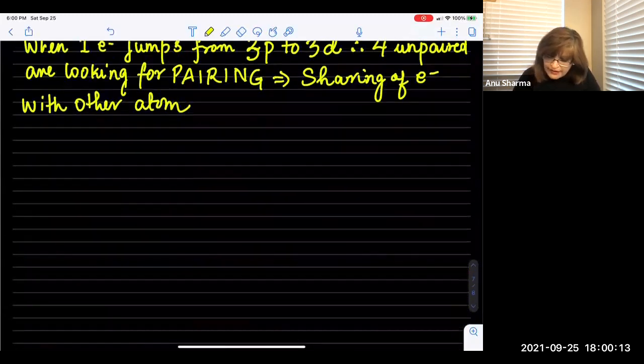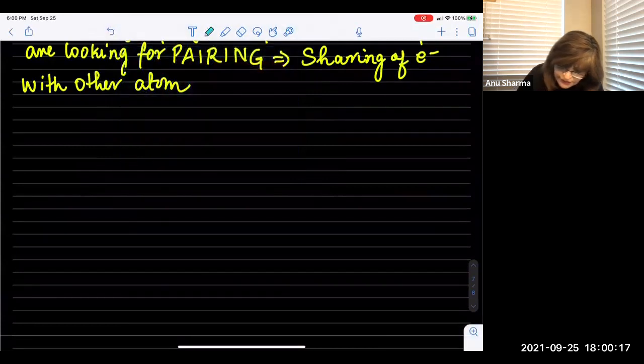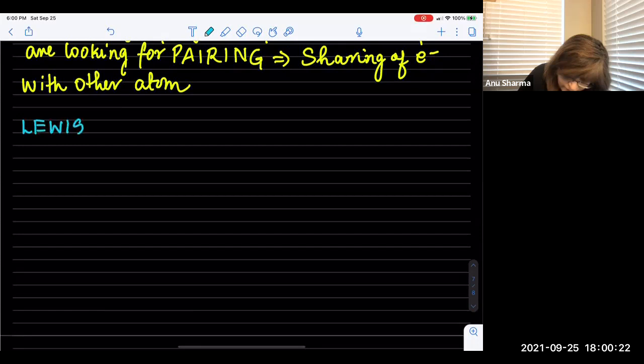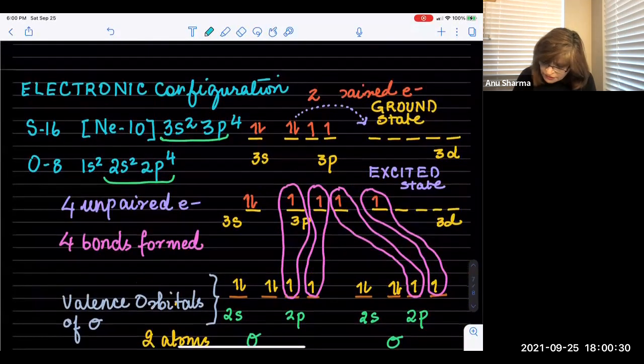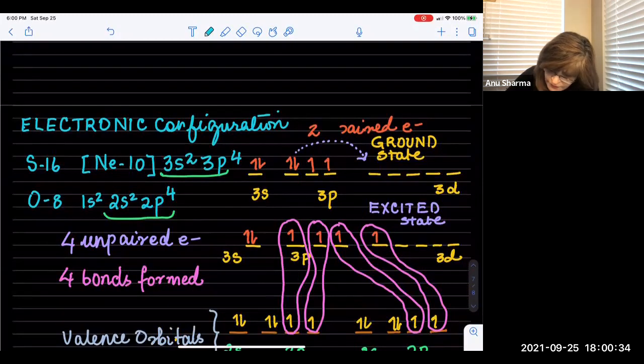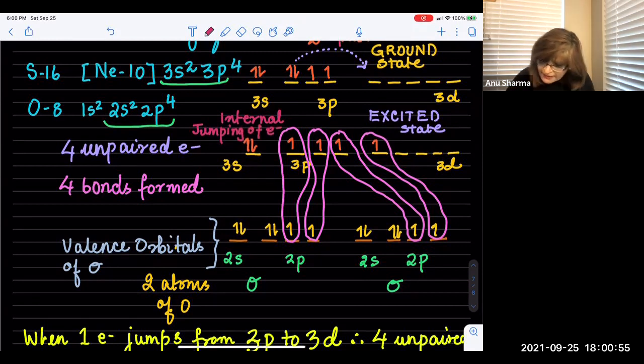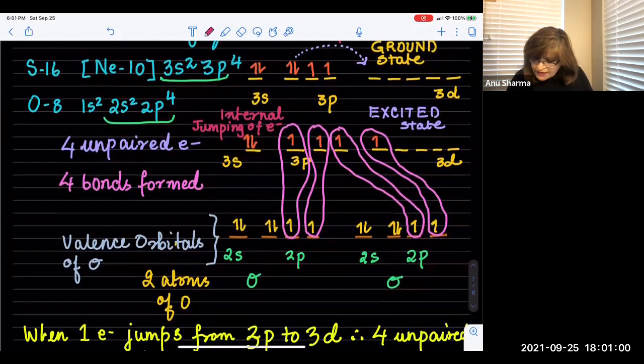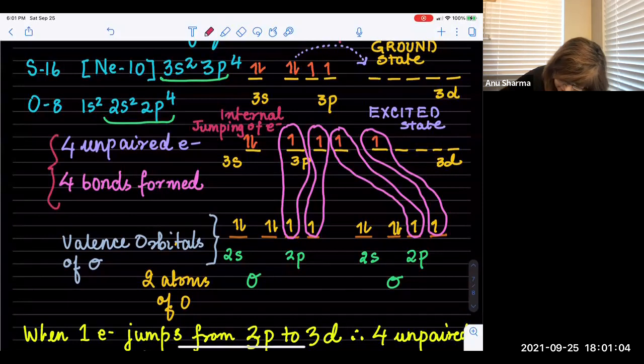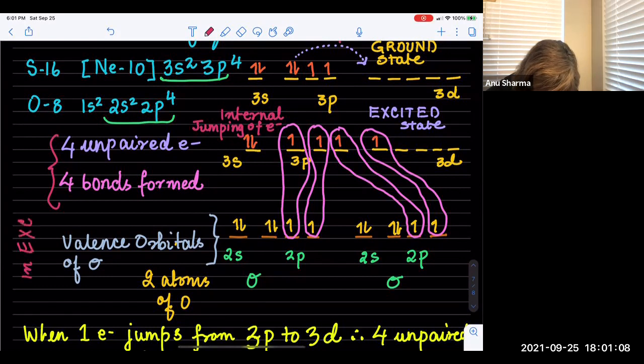So in this case, now let's look at how to draw the Lewis structure. So here we see the Lewis structure. You see why this happens, why sulfur will make four bonds? Because of that internal jumping. Let me put that word also, two paired. The excited state, the internal jumping of electrons causes that. But in the ground state, it doesn't happen. It happens in the excited state.